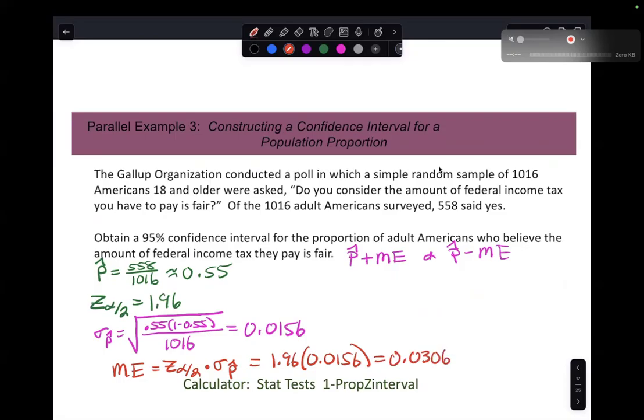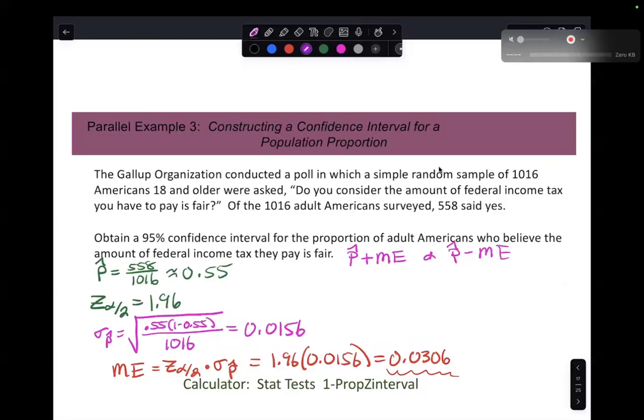That's good enough. All right, so this right here is my margin of error. Okay. Now let's do the thing. Let's do the magic.